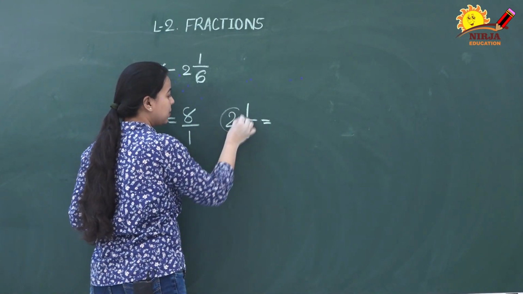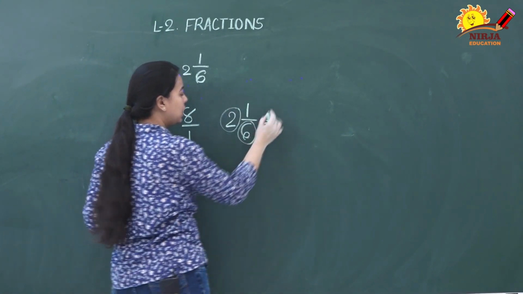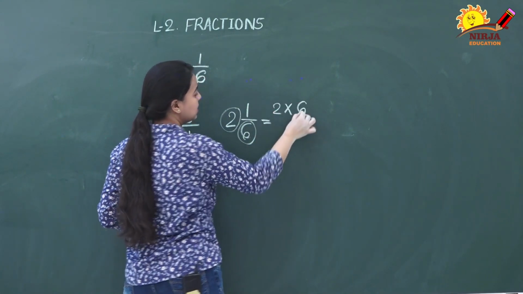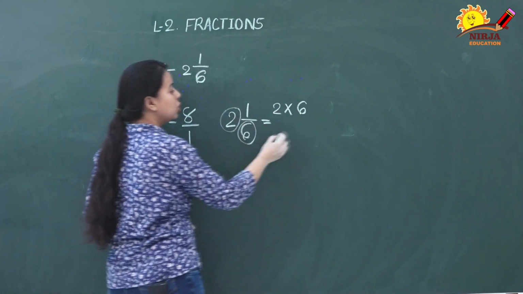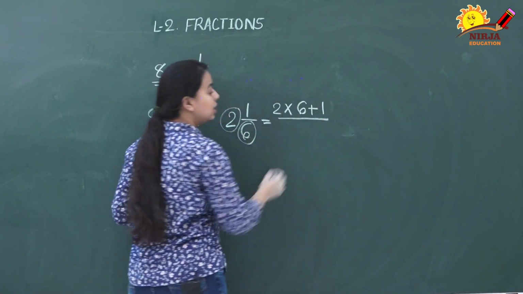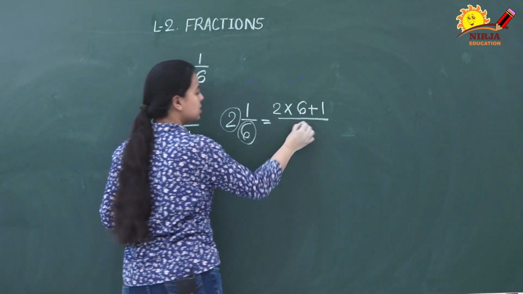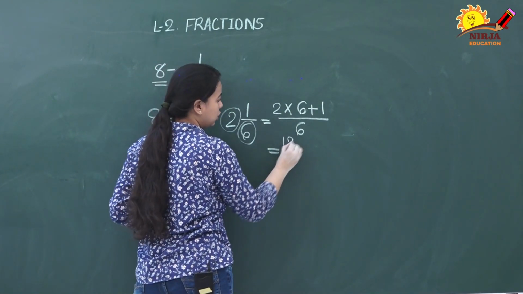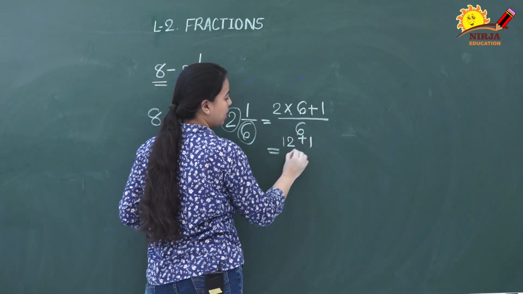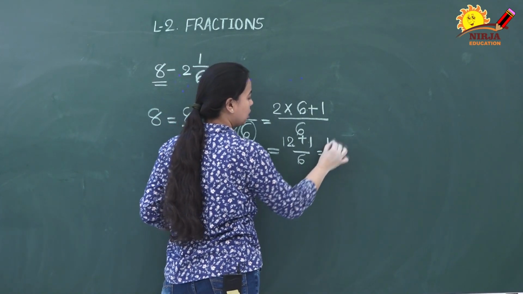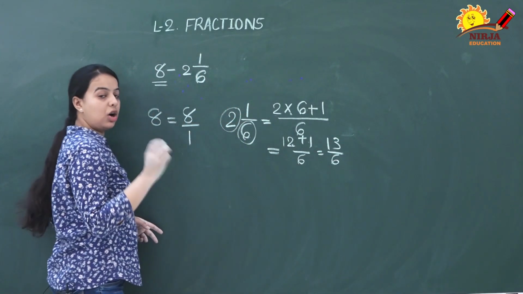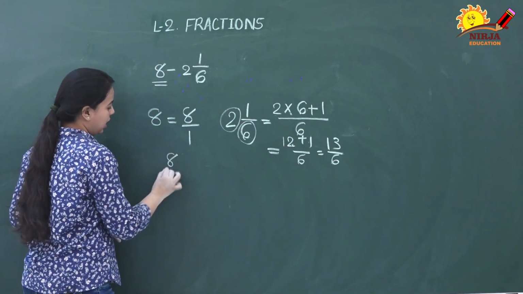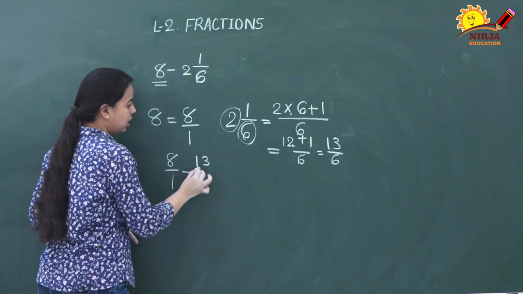First we are going to multiply whole number with denominator, that means 2 multiplied by 6. Now we are going to add numerator to it and denominator will remain same. 2 multiplied by 6 is equal to 12, plus 1 upon 6. 12 plus 1 is equal to 13 upon 6. So here we got our two numbers as 8 upon 1 minus 13 upon 6.